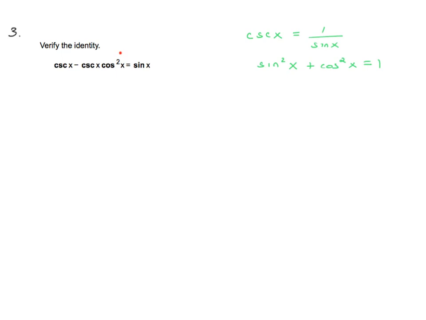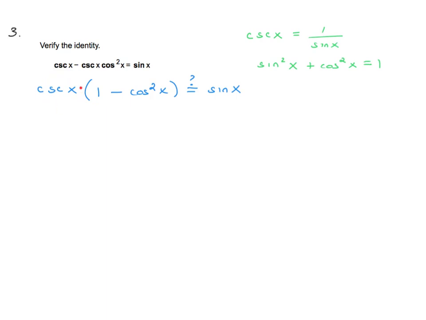And we could start by replacing the cosecant with 1 over sine, but I think as my first step, it's a common factor that I can remove from both terms. So working with the left side of this equation, if you factor out cosecant of x, what is left over is 1, and then minus cosine squared of x. We're asking, is this thing going to equal sine of x? Is this true?